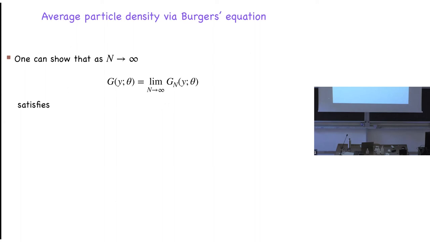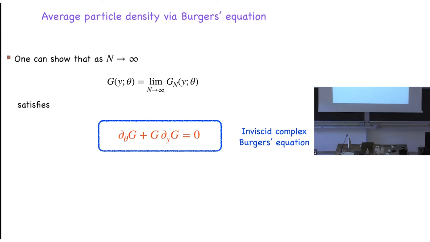You have to remember that theta is basically the time, and y is more like the position. What you show is that this J here actually satisfies this equation in the large n limit, which is simply the inviscid Burgers equation, which you are happy with because you know that you will be able to solve it via the method of characteristics. So in principle, now everything is contained in this equation.